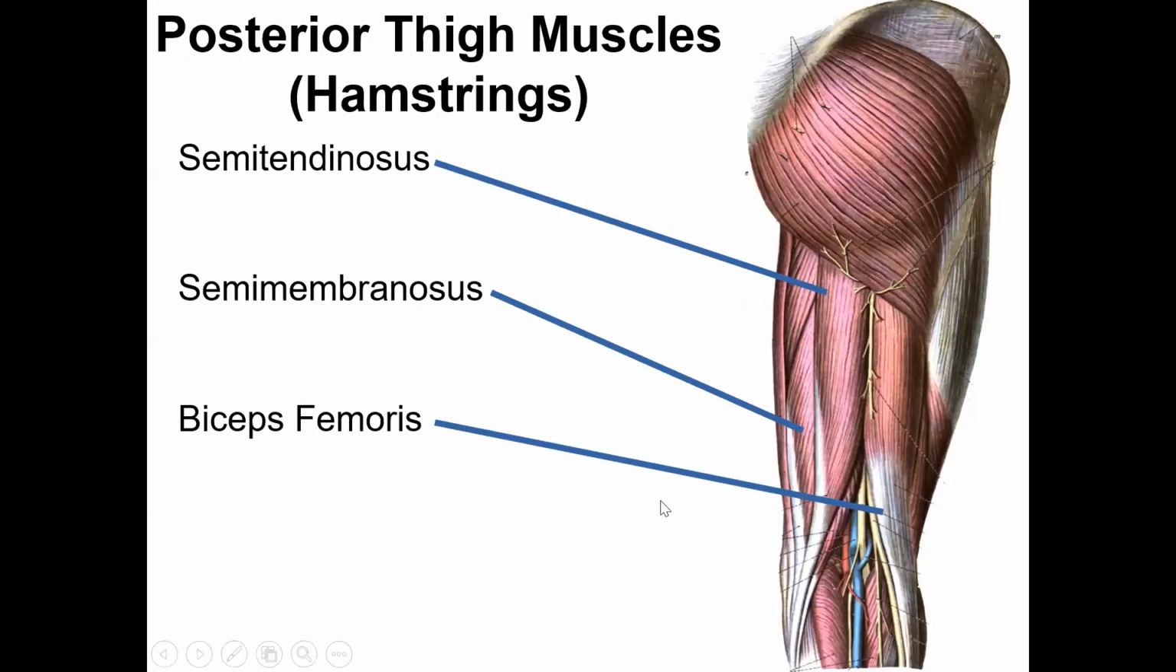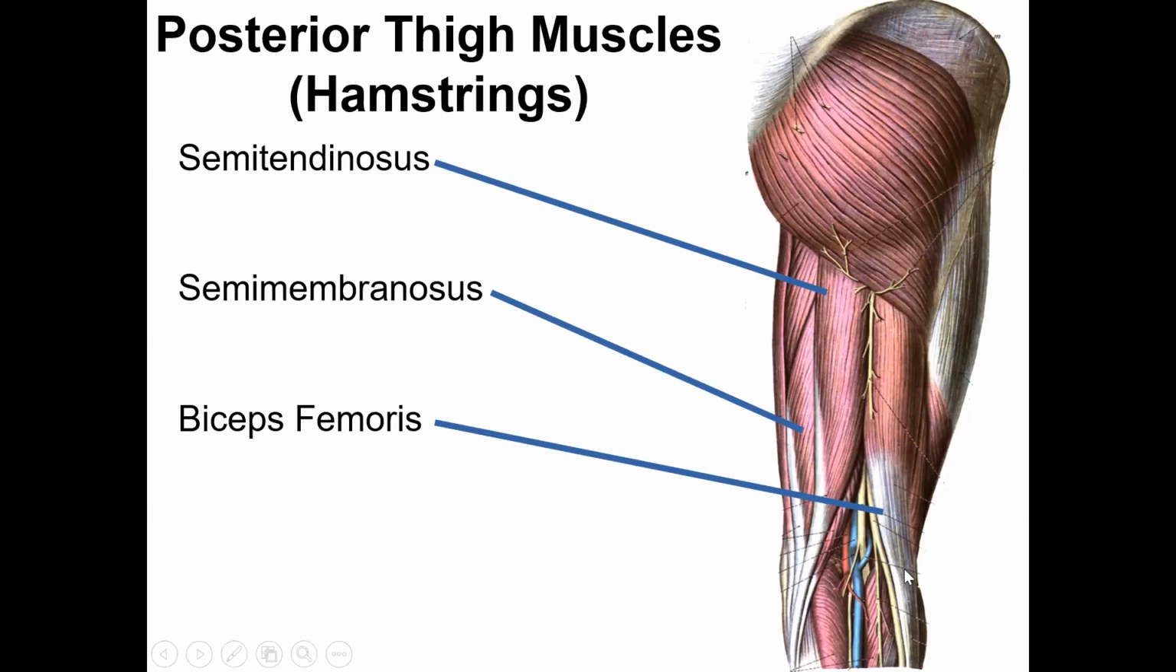Posterior thigh muscles, these collectively are called the hamstrings. These are a group of 3 muscles. One of these muscles has 2 heads, so we can consider them to be 4 muscular structures. On the medial aspect, we have the semitendinosus. Lateral to that, we have the semimembranosus. On the lateral aspect, we have the biceps femoris, and biceps femoris actually has 2 heads.